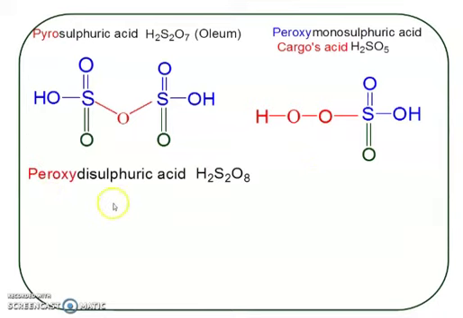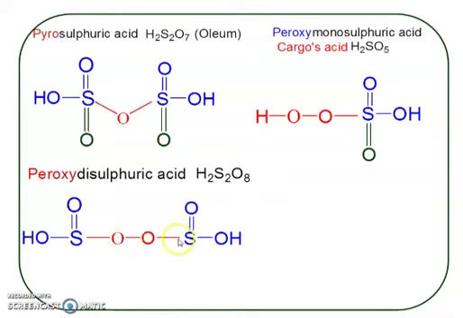Then next is peroxy disulfuric acid, that is H2S2O8. There are 2 sulfur atoms, 2 hydrogen atoms and 8 oxygen atoms. So in this way, both the sulfur atoms are attached to oxygen atoms through double bond, and further these sulfur atoms are attached to OH groups through single bond. So there is a peroxy group. Peroxy means oxygen single bond oxygen. So this type of linkage is there in between two sulfur atoms.